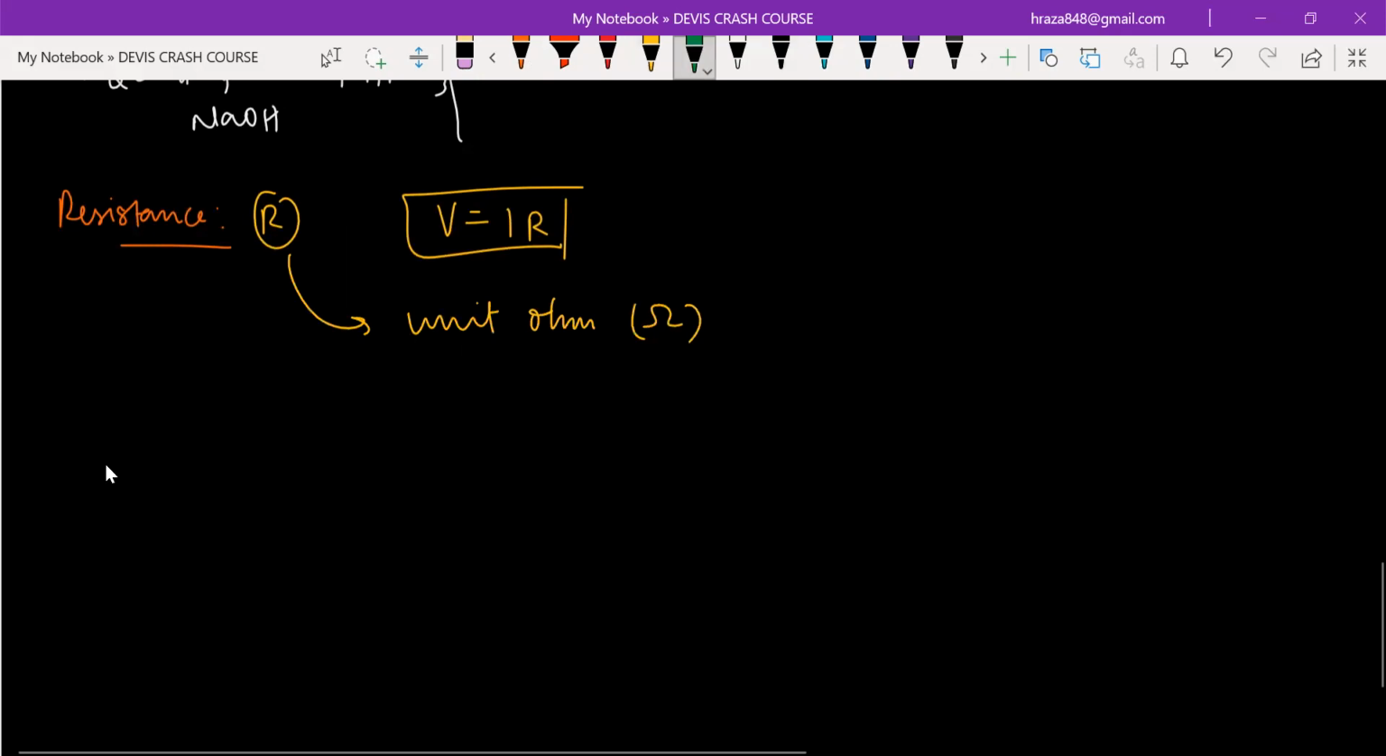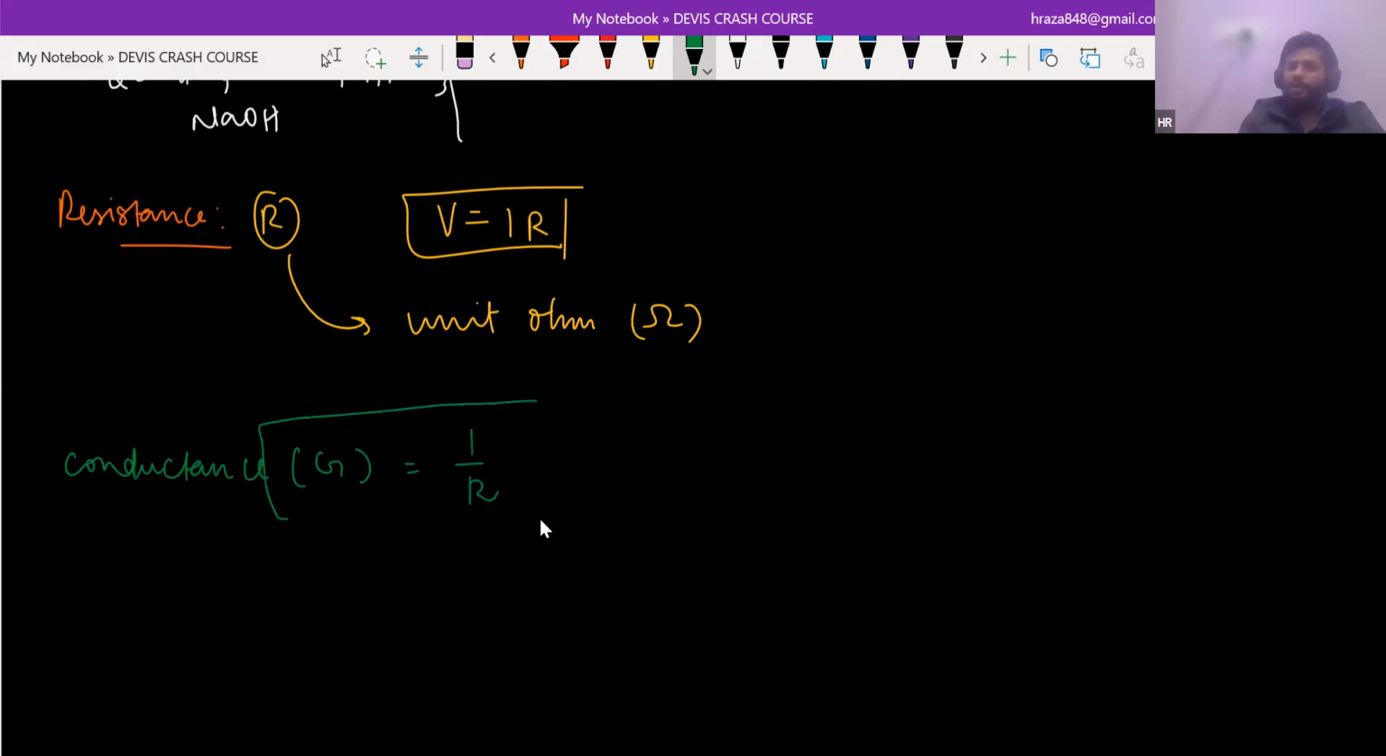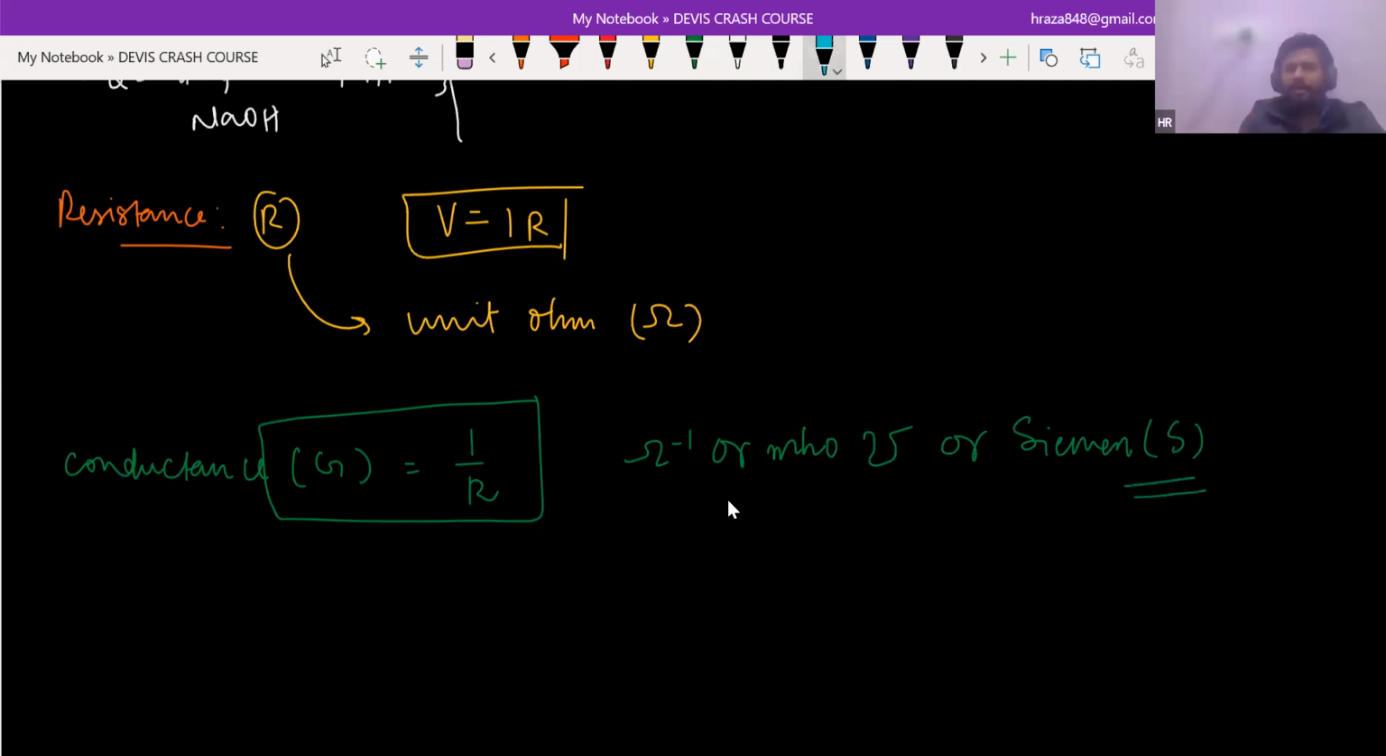Now the next is basically conductance. The inverse of resistance is called conductance, denoted by C. So the unit will be per ohm, or we also write it as mho, that means it is the opposite of ohm, or we can write Siemens, that is S. Is that clear?